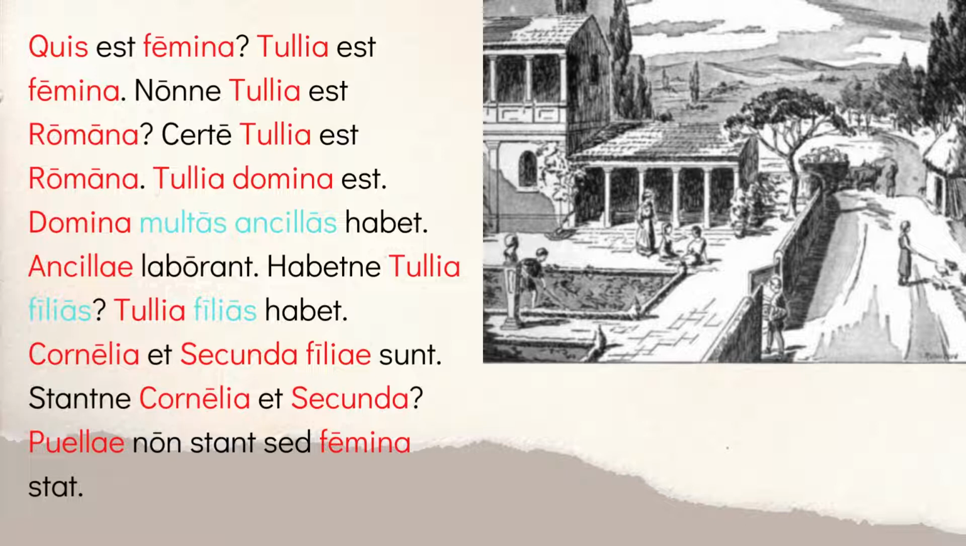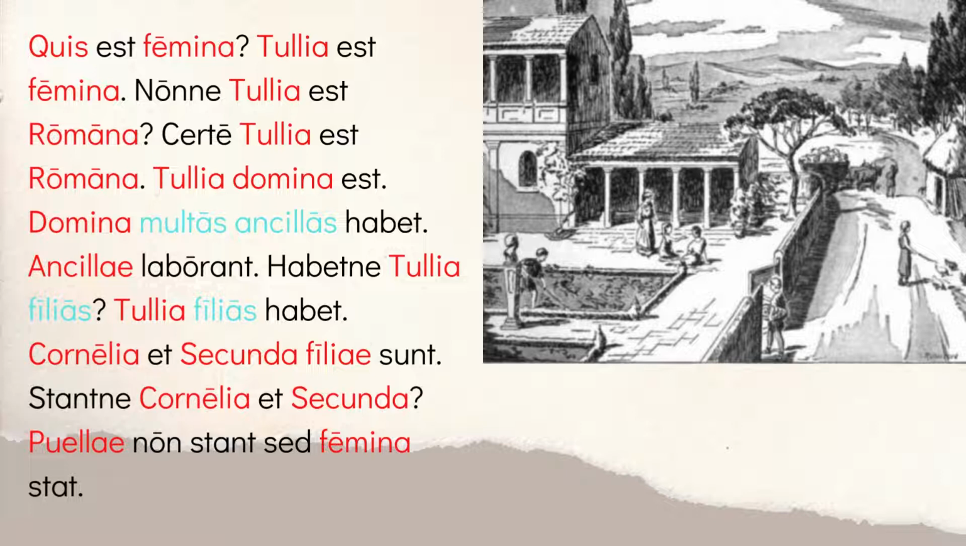Tullia has daughters, right? Cornelia et Secunda filiae sunt. Cornelia and Secunda are the daughters, okay? So if you're wondering what's going on here, there's a good culture unit that I've put on my website. It shows up in other textbooks. I'm not going to say that I've invented it, but it's one that I use, talking about names and Roman names.